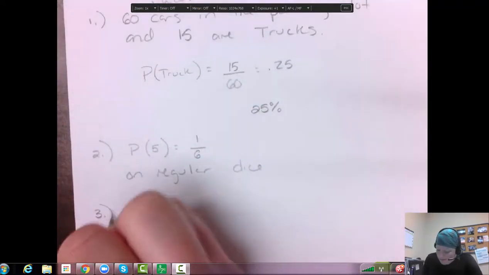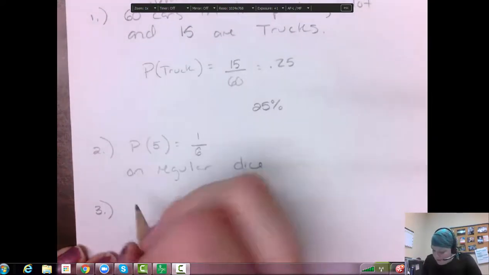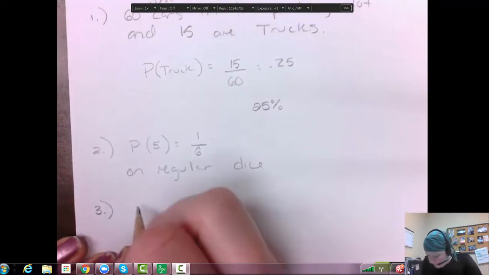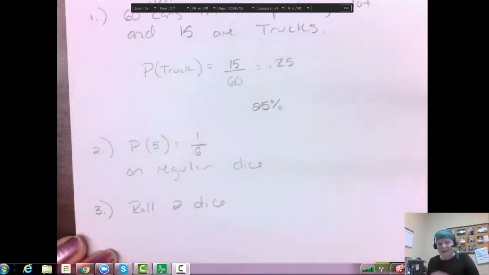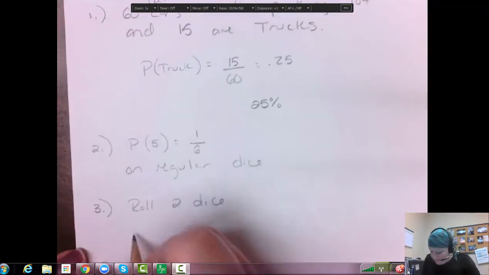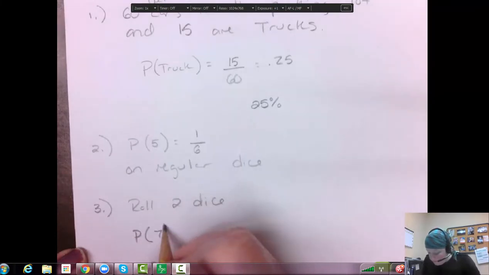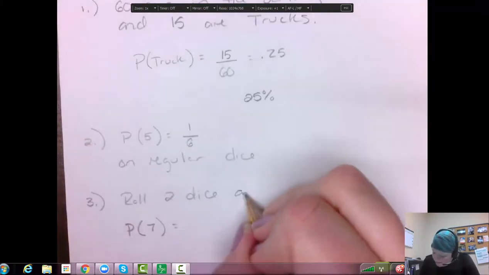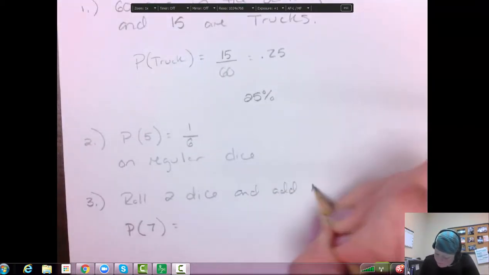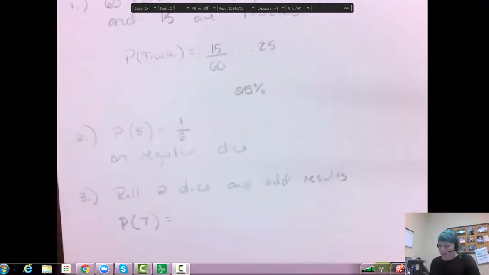We could up that, still thinking of a dice. What if I rolled two regular dice? What is the probability of a 7? If I'm adding those 2 dice, roll 2 dice and add. All right, so we've upped it.